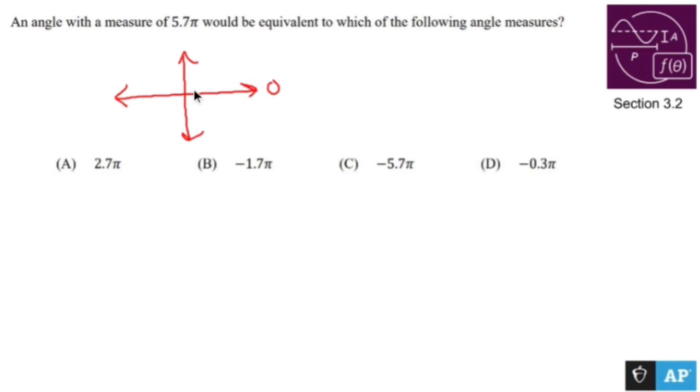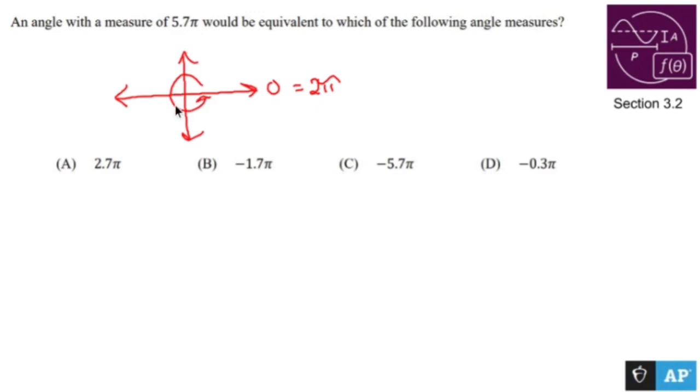Now, every time I spin around in this direction, I complete a complete circle, which is the same as 2 pi. So what I need to do is take that 5.7 pi and either add or subtract 2 pi until I hit one of these to see which one of these is the same. And if you're wondering, hold on, isn't 5.7 pi and like 3.7 pi different?